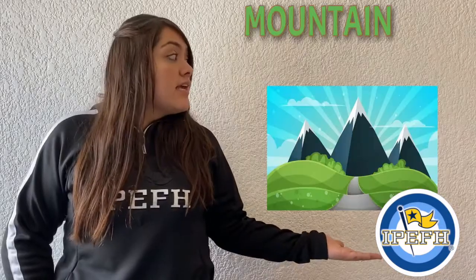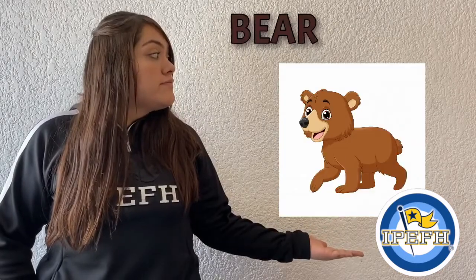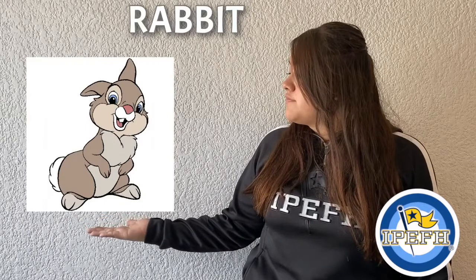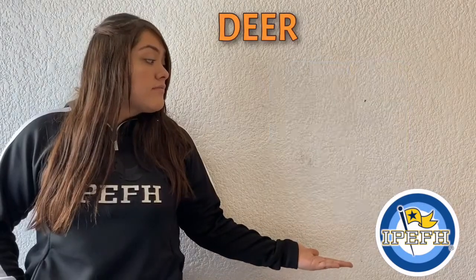Very good! You sing very well. Now it's time to talk about nature. This is a mountain. A mountain is a part of the land that rises above the ground, and it's high. In the mountains, we can find animals like bear, rabbit, deer, wolf, or fox.